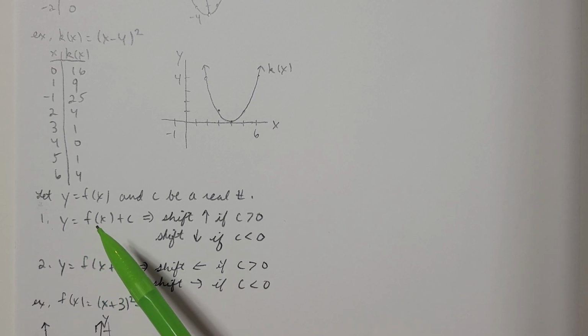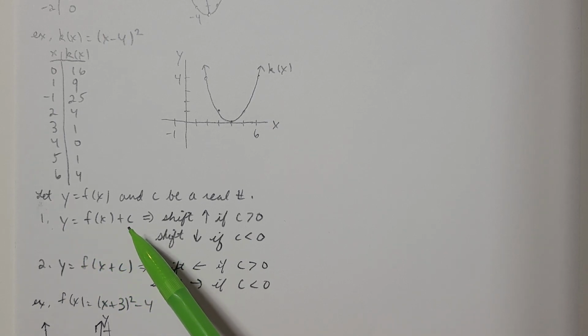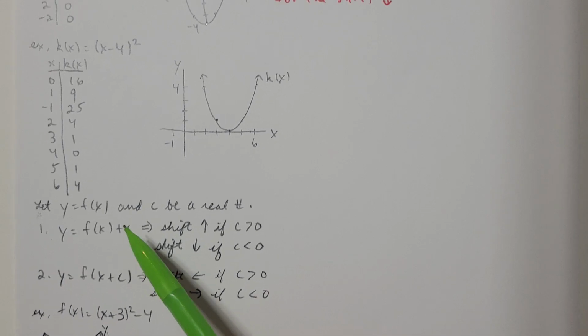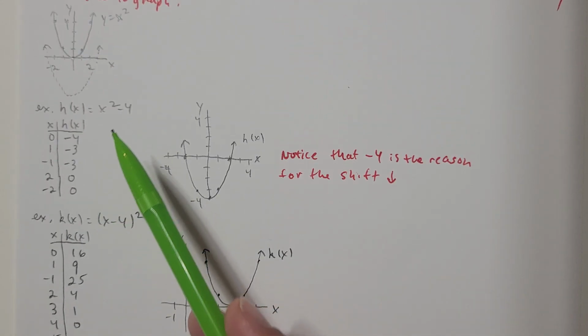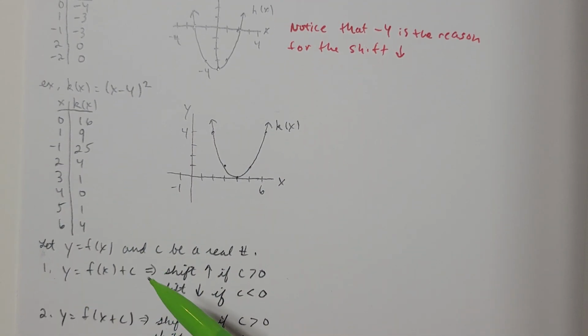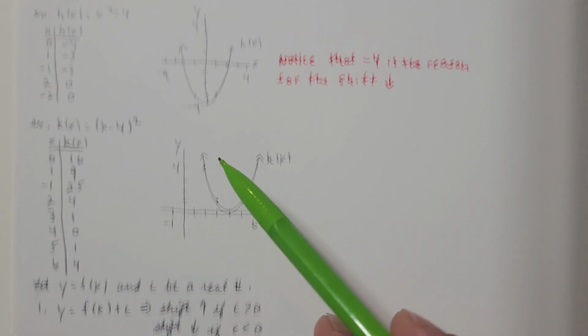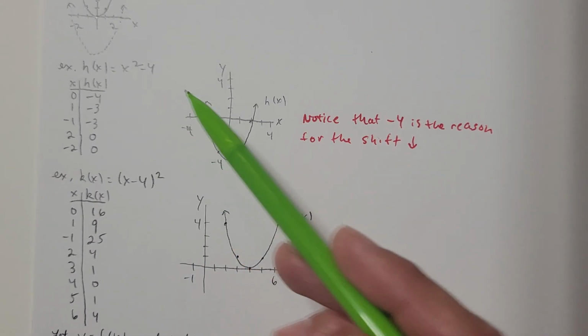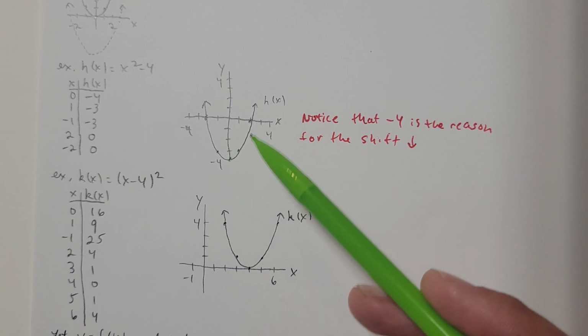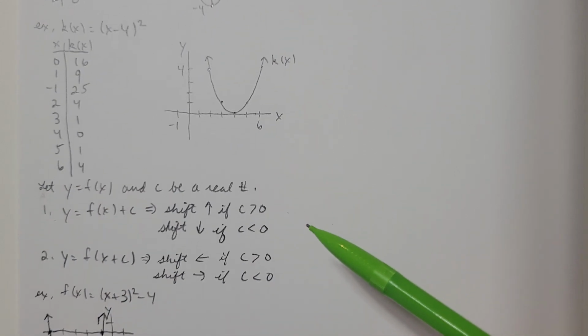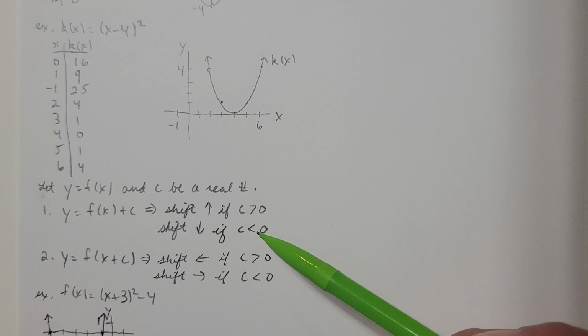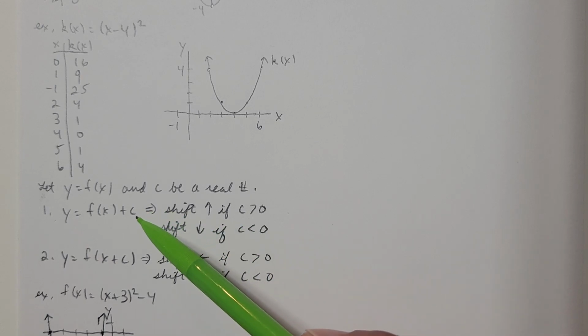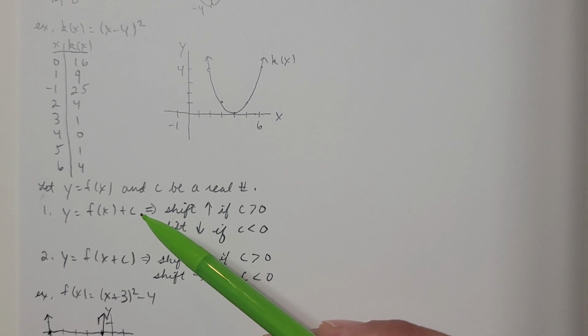If I have the function and I add a number, like I did right here, in general, if c is a positive number, you're going to shift up that many units. If c is negative, like here c is negative 4, I'd shift down that many units. If c is 0, then I've done nothing to change the original function, because I'm just adding 0. That's not going to change anything.